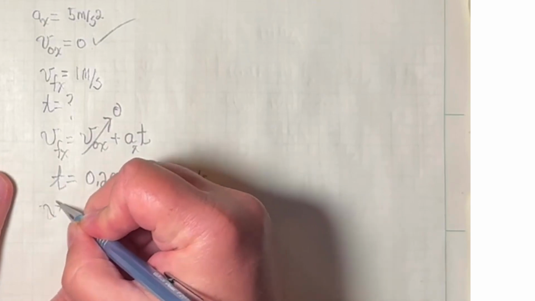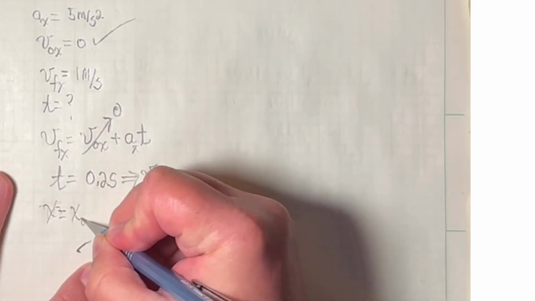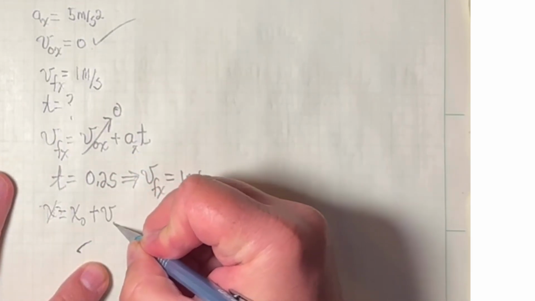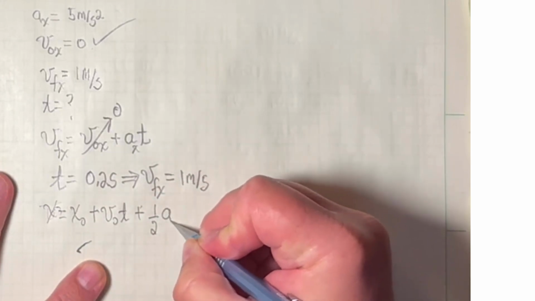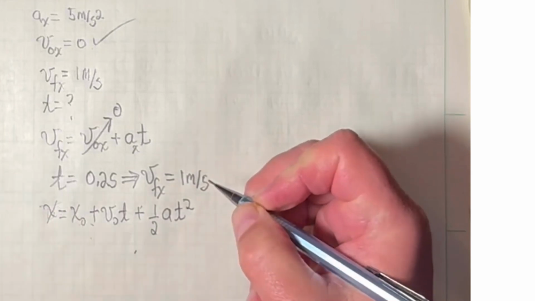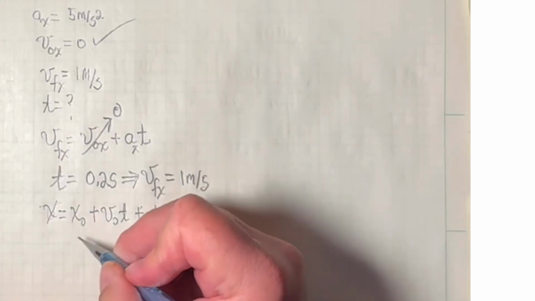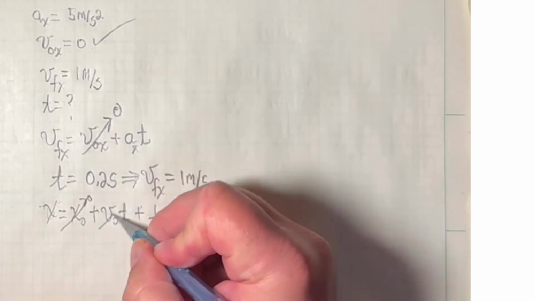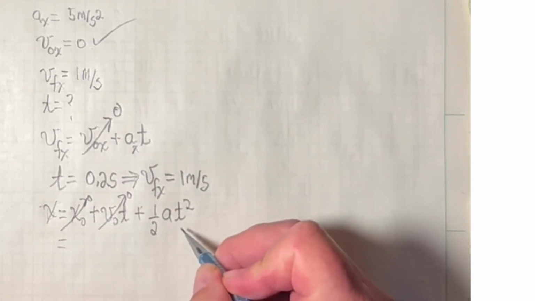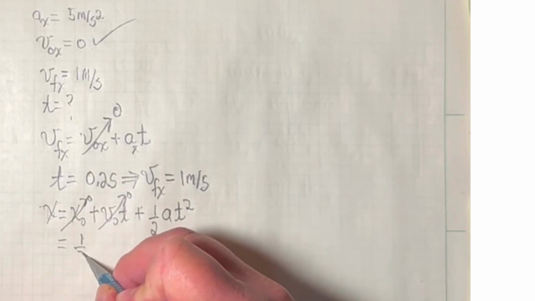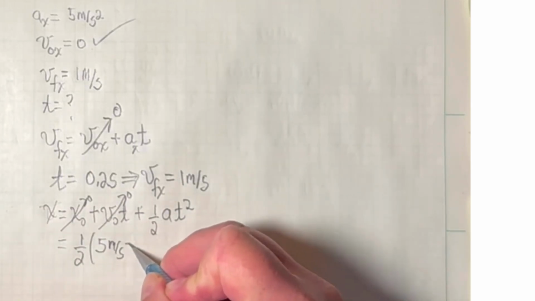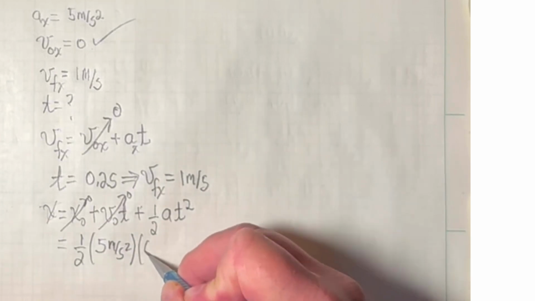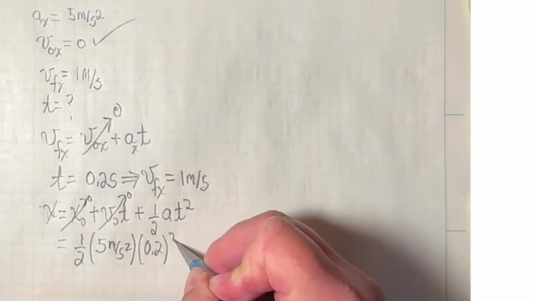x is equal to x naught plus v naught t plus 1/2 at squared. Let x naught be 0. v naught we know is 0. Therefore, in 0.2 seconds, it travels 1/2 times 5 meters per second squared times 0.2 squared.